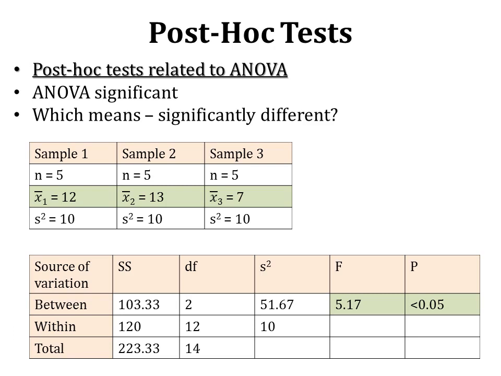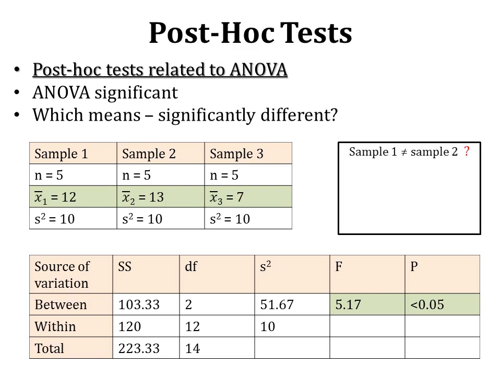Because when we look at these sample means, we can see that sample 1 and 2 are not that much different from each other, but sample number 3 is quite different from both sample number 1 and sample number 2. So we need to figure out: is the difference between sample 1 and sample 2 significant? Is the difference between sample 1 and sample 3 significant? Or is the difference between sample 2 and 3 significant, right?